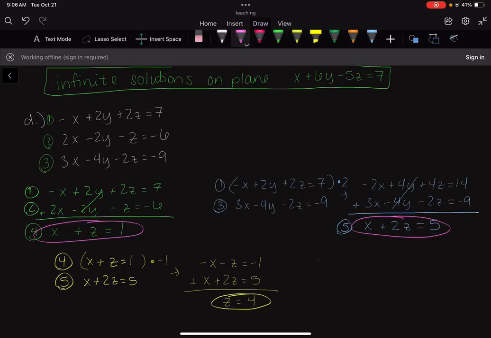So I'm going to pick the x plus z equals 1. So I'm plugging in. So I get x plus 4 equals 1. So x equals negative 3. Now I have my x value. Now that I have my x and my z, I can go plug into one of my original equations to get my y value.